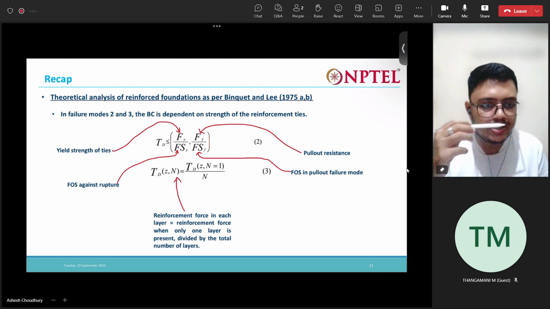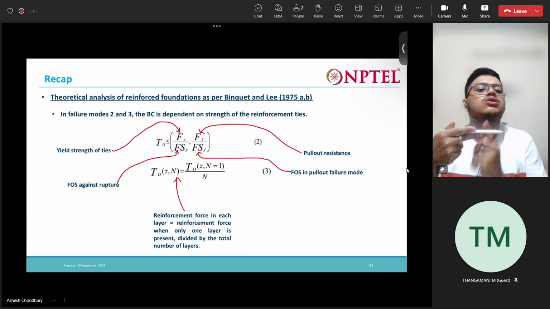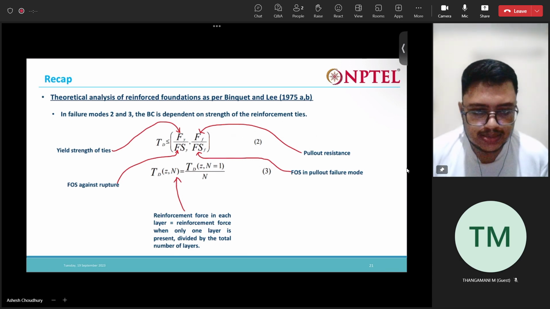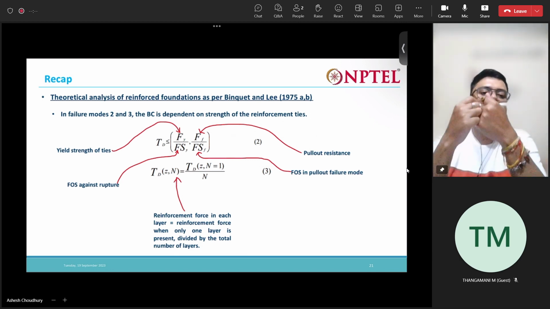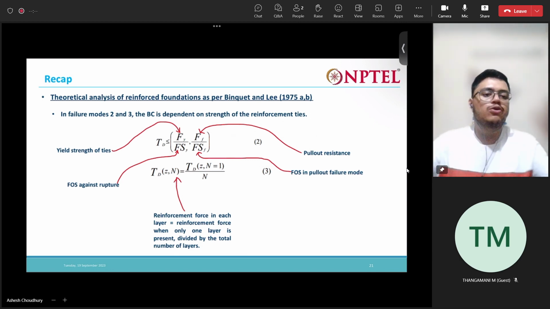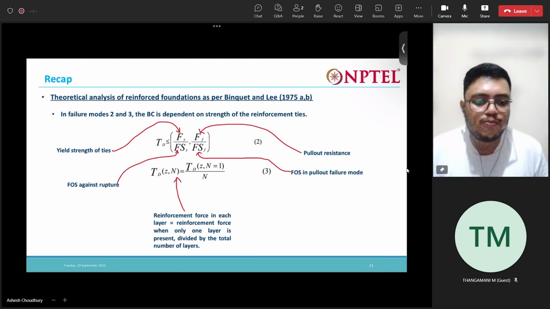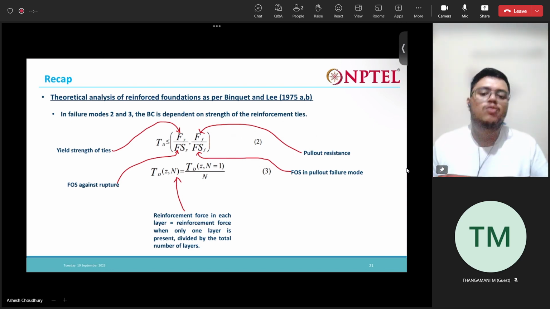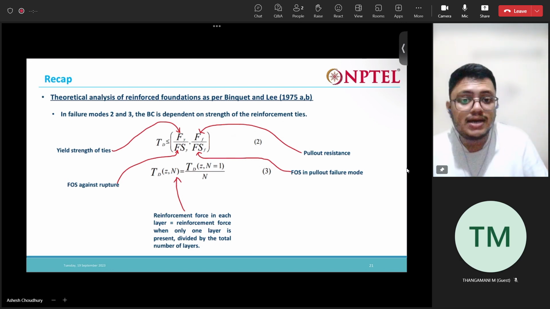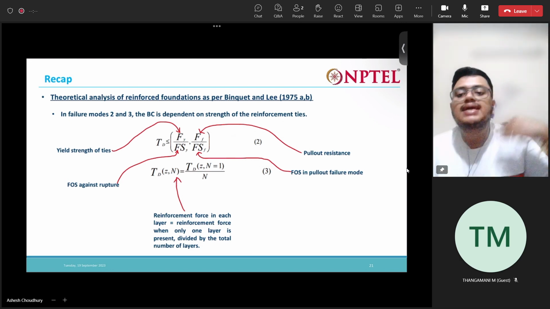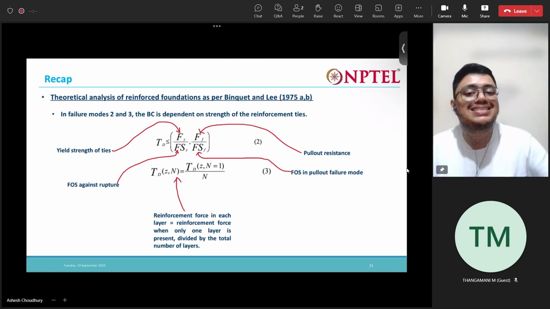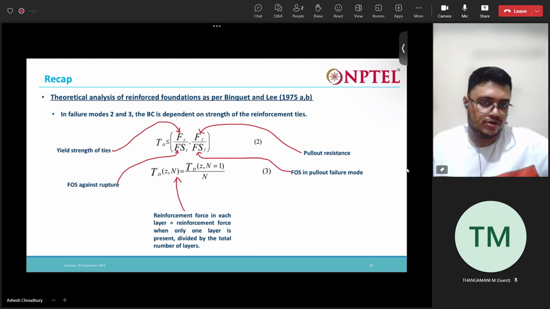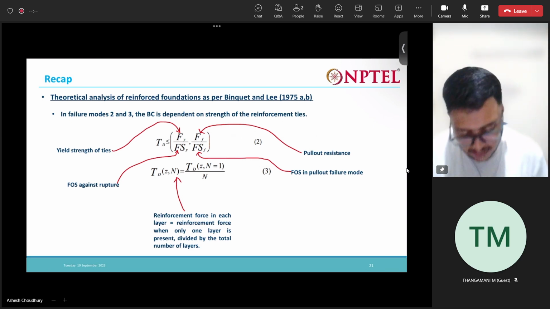So a certain amount of load is coming in this reinforcement. This load should always be less than the pull out resistance that the reinforcement is providing. Okay, else what will happen? Else the reinforcement will get pulled out with the soil. So we must ensure that this pull out resistance is greater than the load that is coming into the reinforcement, and also the yield strength is greater than the load that is coming into the reinforcement. All right.